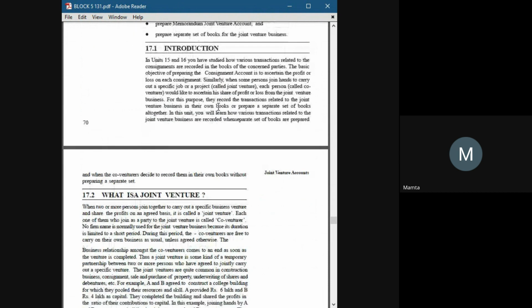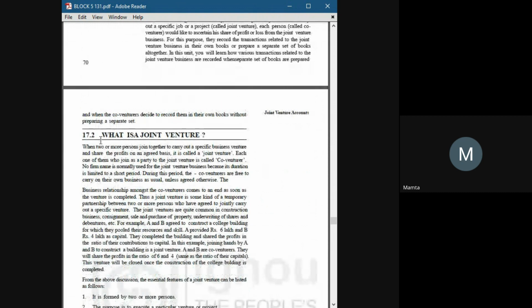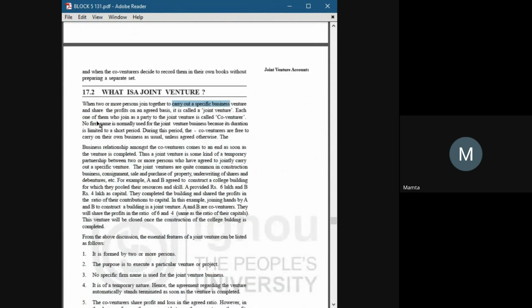So what is a joint venture? When two or more persons join together to carry out a specific business venture and share the profit on an agreed basis, it is called a joint venture. It is generally on consignment or sales or purchase or construction, things like this. Suppose you get an order to construct a building. It's a project to construct a building.